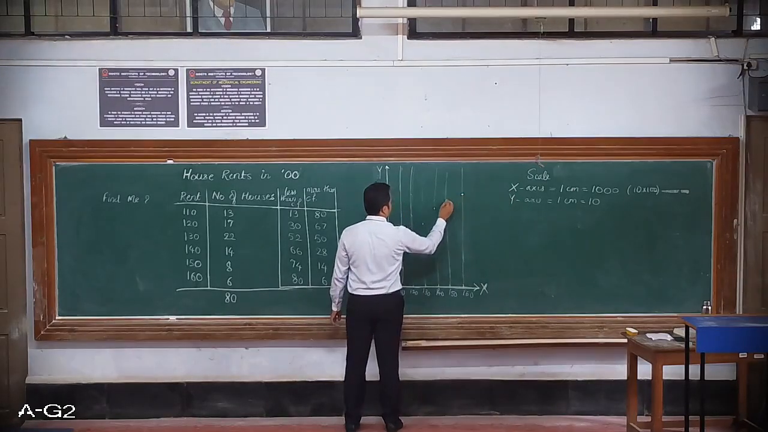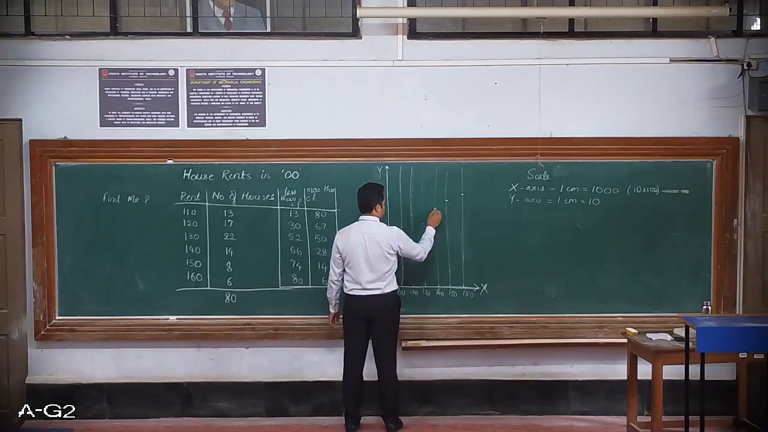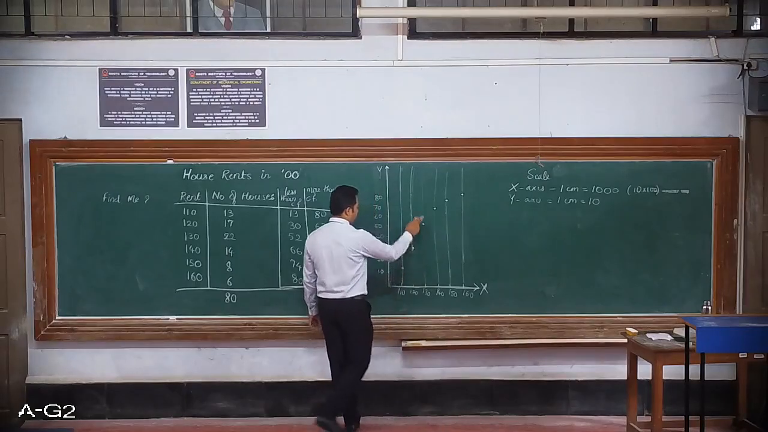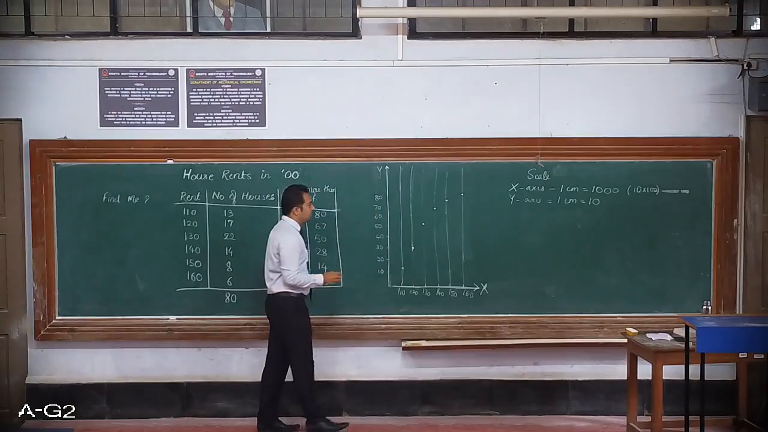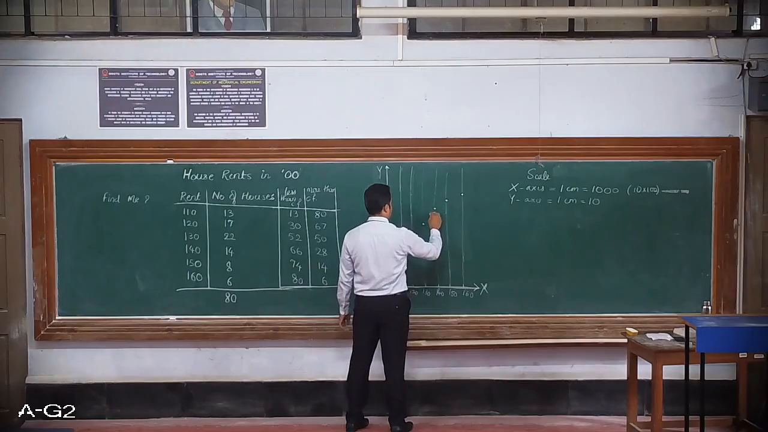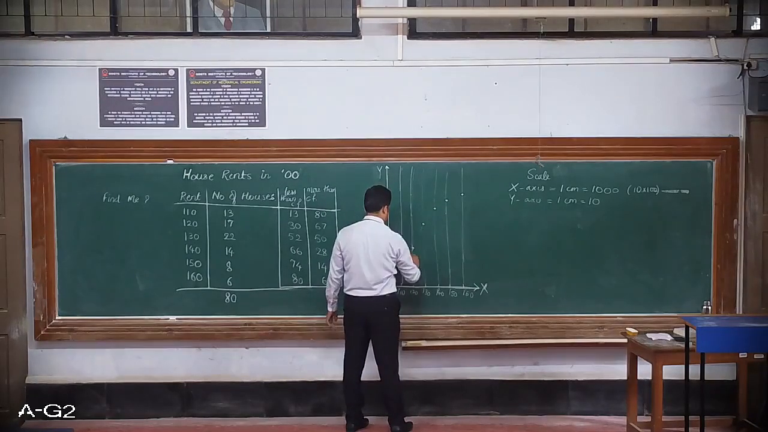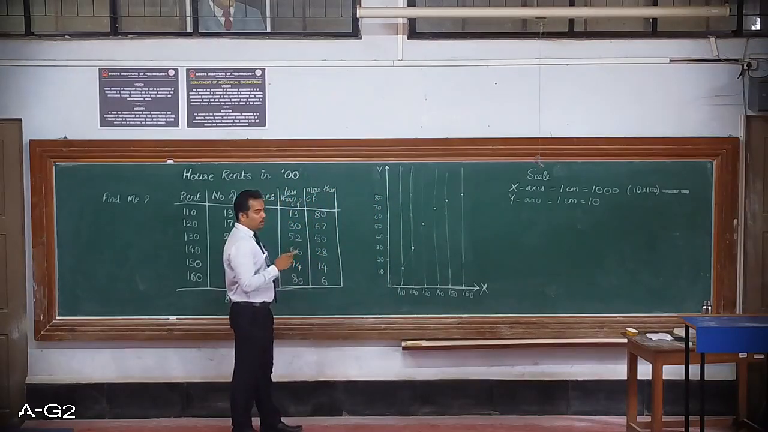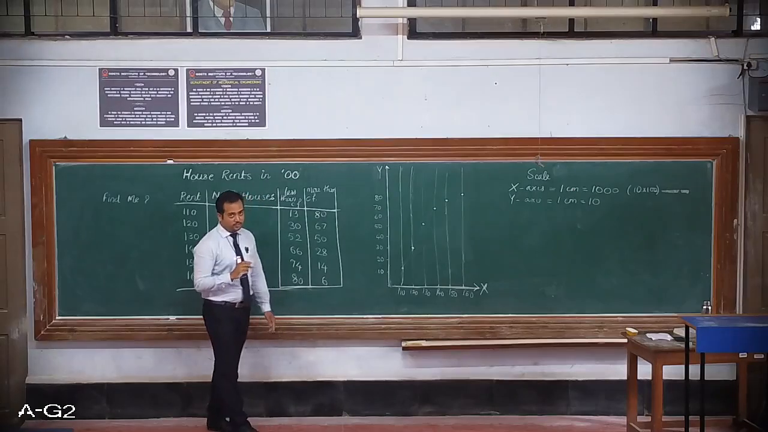So the points which I have, these are the points of less than cumulative frequencies. Let me join them. So this is the curve I have got. Now we'll plot the points for more than cumulative frequencies.